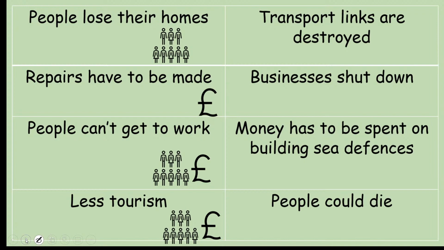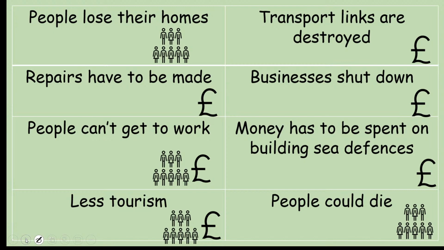Transport links being destroyed, that's mostly going to be an economic problem. Businesses shutting down again is mostly going to be an economic problem. But it's going to be a little bit of a social problem too, because people are going to be unable to get to different places, or people aren't going to have jobs. Money having to be spent on building sea defences, on stopping erosion, that's definitely an economic problem, so it costs a huge amount of money. And then finally, people could die. Well, that's a social problem because it's affecting people.